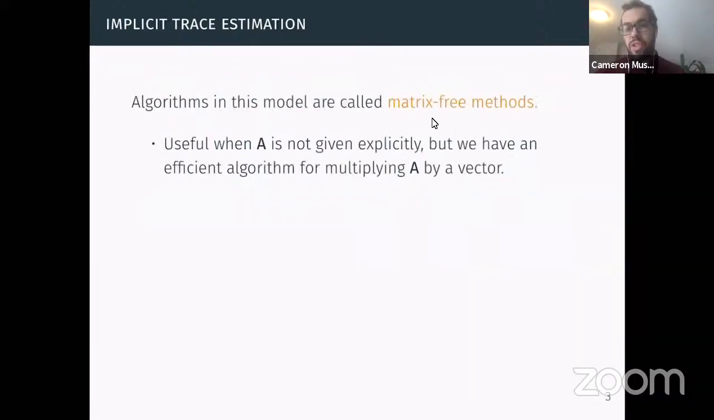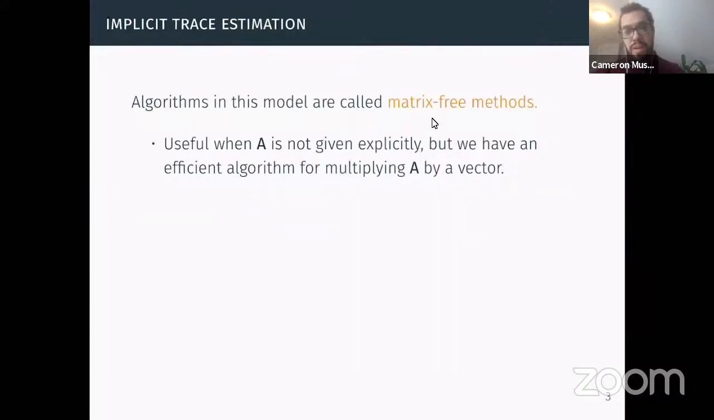Algorithms in this general model, where you're not able to read entries of the matrix but only able to access it through matrix vector multiplication queries, are often known in the community as matrix-free methods or implicit matrix methods. And they're useful in a lot of contexts. One reason is that matrix vector multiplication is extremely efficient, so it's a great way to access your matrix. But beyond that, they're very useful when A is not given explicitly, but we do have an efficient algorithm for multiplying A by a vector.